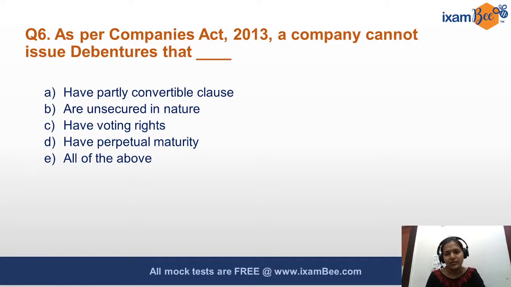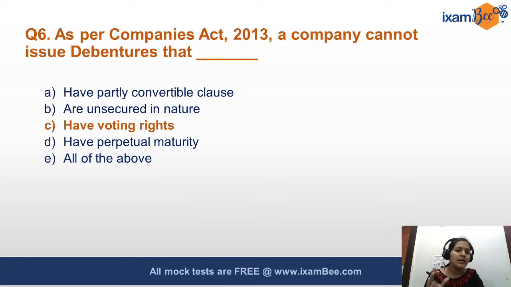Question 6. As per the Companies Act 2013, a company cannot issue debentures that have which of the following features? Okay, Vinod, 6E. So according to you, under the Companies Act, they cannot issue any of the above points. Okay, so the answer is not E, it is C. The others who have mentioned, Shivangi, Shubham, Masoom, Bhatt, Himanshu, all of you are right. It is C. A debenture can never have a voting right.